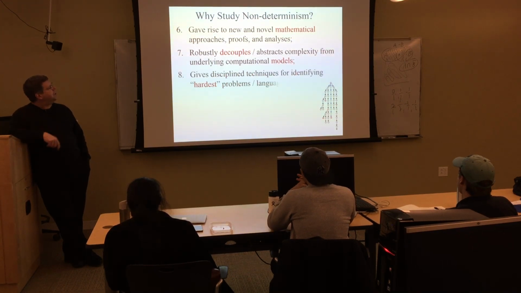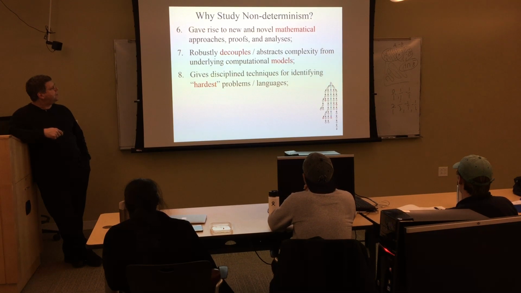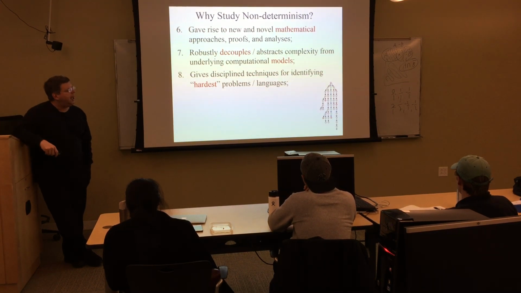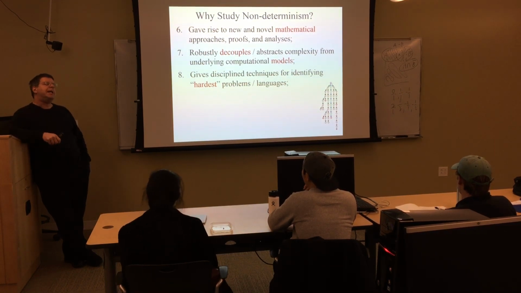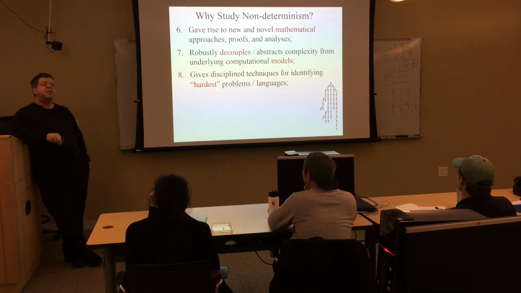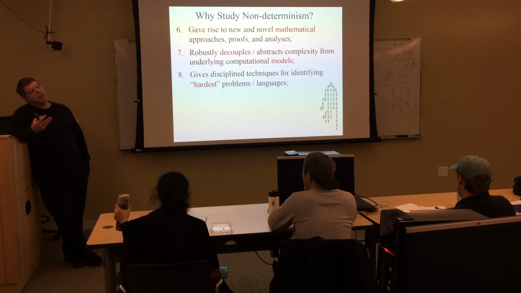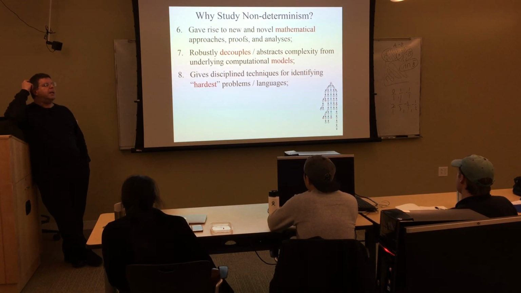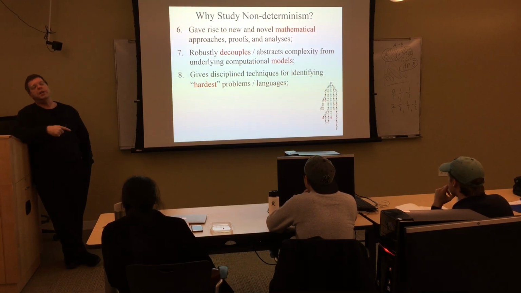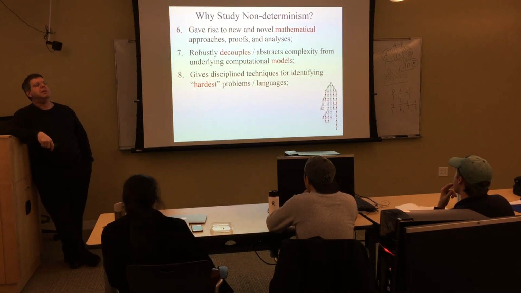So that's another advantage of non-determinism, and it helps you identify disciplined ways to detect the hardest problems in the class. So for example, for the class NP, the hardest problem is satisfiability, Boolean satisfiability, or traveling salesman, or colorability, or packing and binning kinds of problems. Those are all equivalent modulo polynomial time, and the study of non-determinism helps you identify what's hardest for a particular class. If you attack that problem reasonably well, you've basically solved the entire class reasonably well as well.